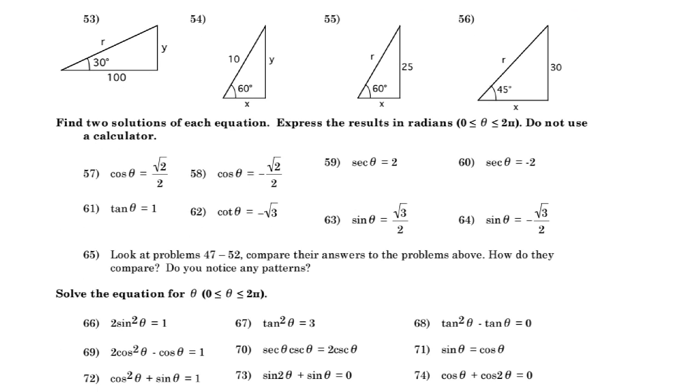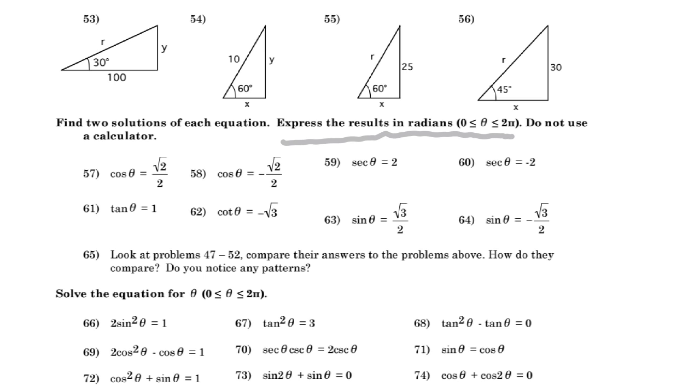The next section is find two solutions of each equation. Now, this does go back to the unit circle. So what they're talking about here is, if you look here, they are giving you some constraints. They say between 0 and 2 pi. So they're talking about one full rotation of the unit circle. Okay. So let's just do one.